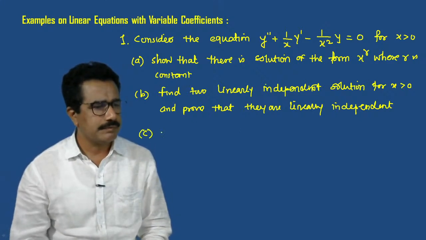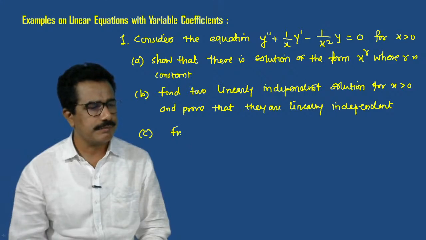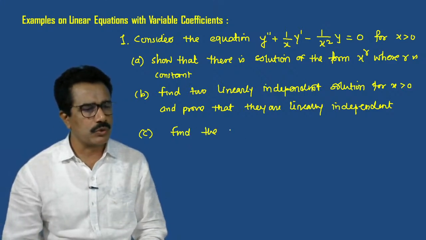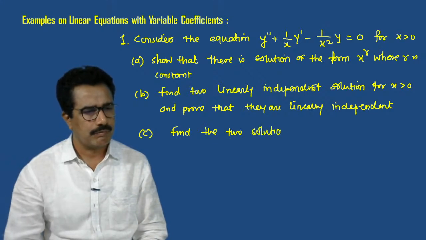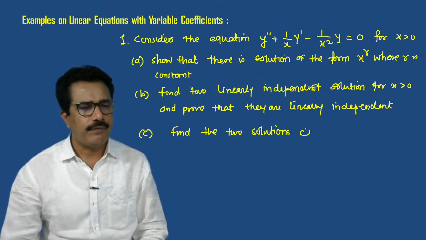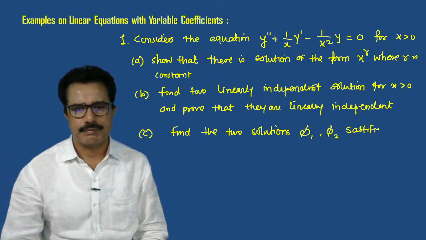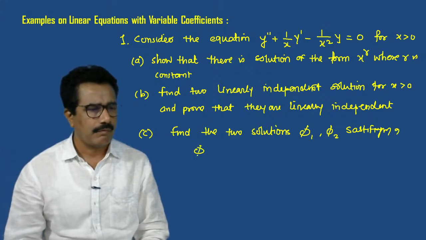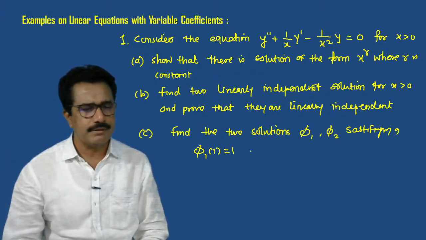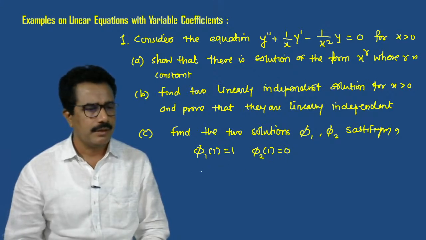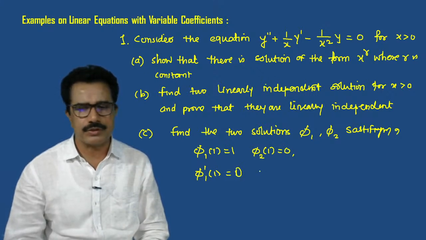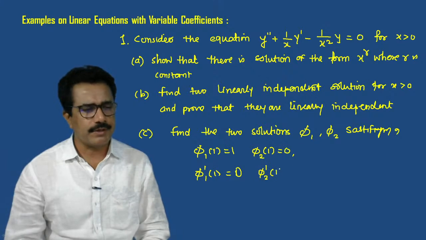And third problem, find the two solutions phi 1 and phi 2 satisfying phi 1 of 1 is equal to 1, phi 2 of 1 is equal to 0, phi 1 dash of 1 is equal to 1, phi 1 dash of 0 is equal to 0, phi 2 dash of 1 is equal to 1.